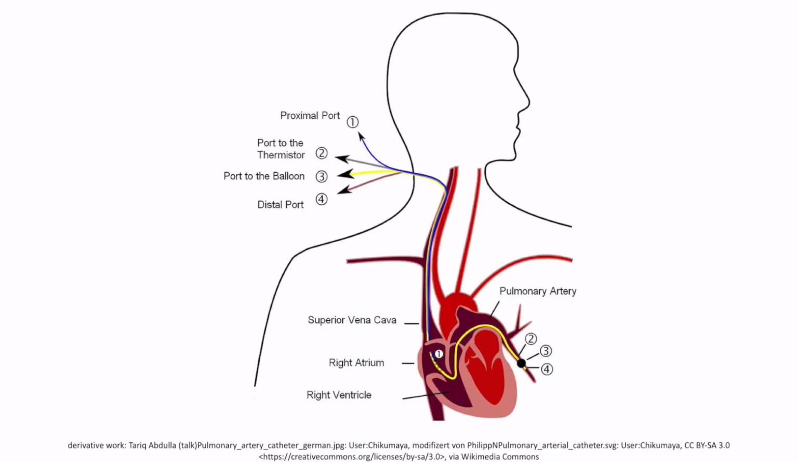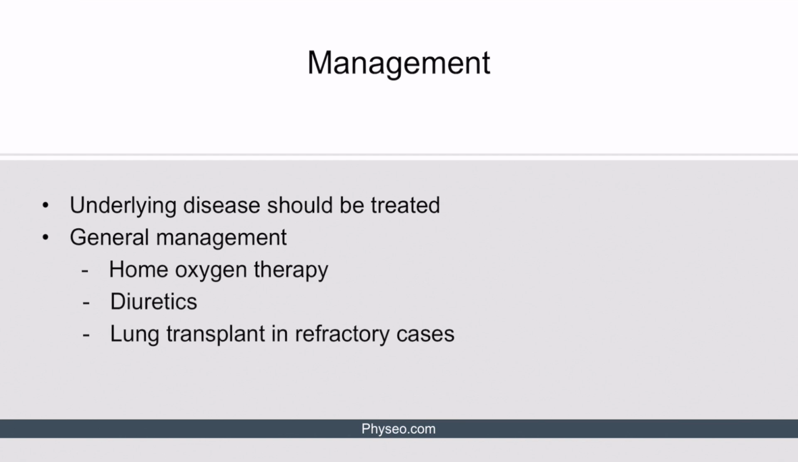Here's an image showing how right heart catheterization is performed. Appreciate the fact that Swan-Ganz catheter is first passed to the right heart and finally to the pulmonary arteries to measure the pressure in these structures. Let's move on to the management of pulmonary hypertension.